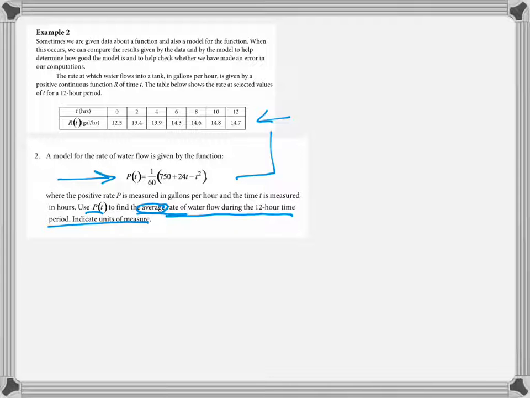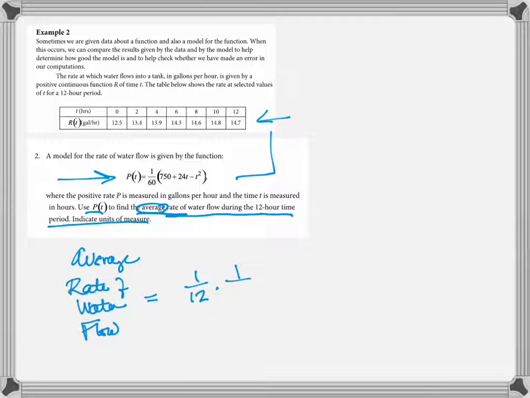So average means you would have to use your calculator and divide by 12. So you would say that the average rate of water flow is equal to 1 over 12 times the integral from 0 to 12 of 1 over 60 times (750 plus 24t minus t squared) dt.